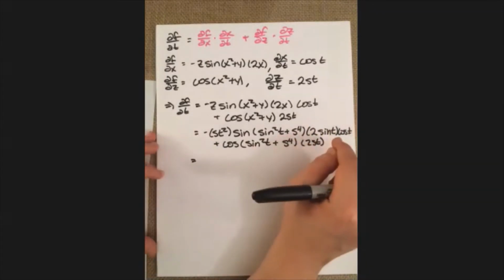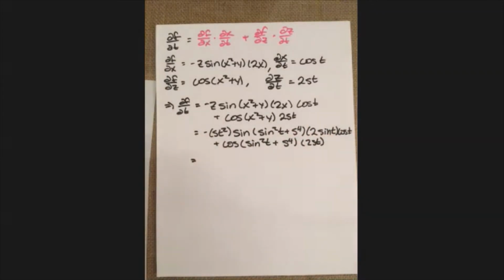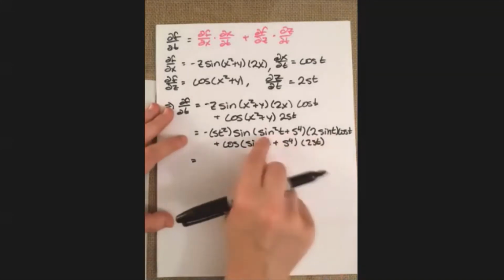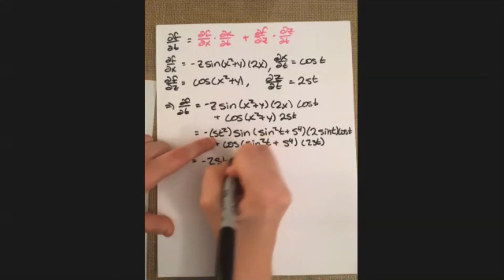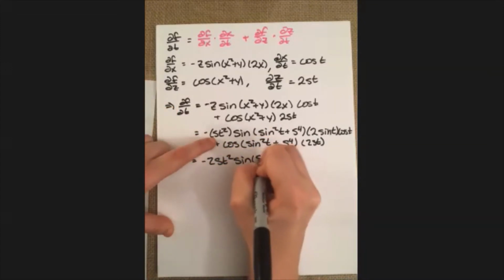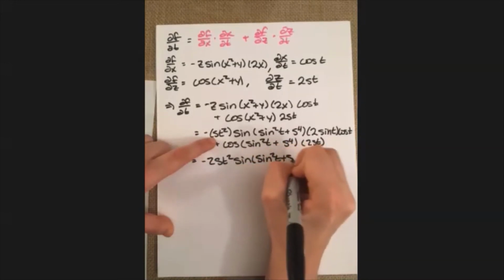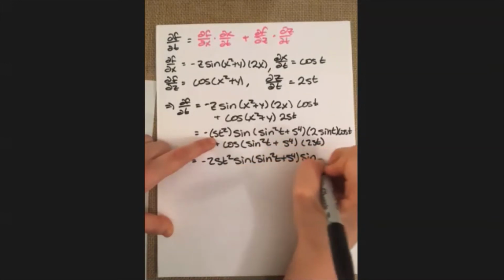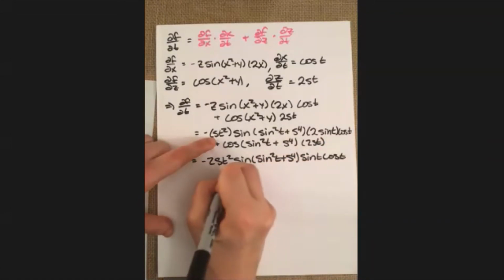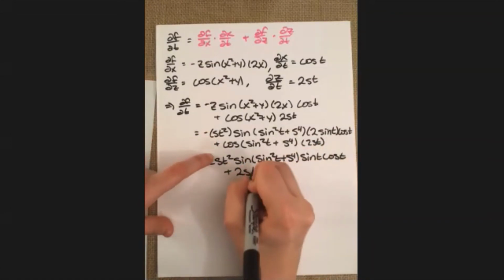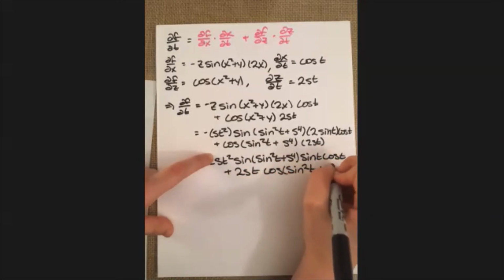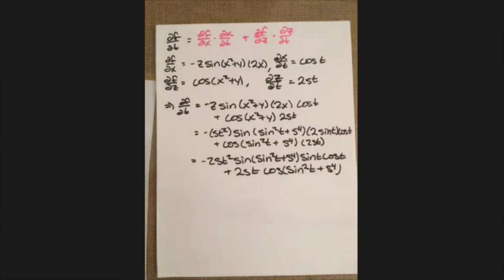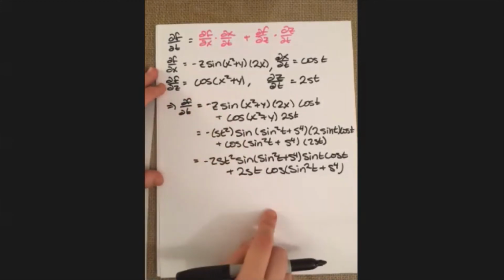I can rearrange this a little bit, but really there's not too terribly much that we can do to clean this up. I guess I can bring this negative 2 out to the front, and then we have st squared sine of sine squared t plus s to the fourth, and then sine of t times cosine of t. And then add to it 2st cosine of sine squared t plus s to the fourth. And that's pretty much all there is to this piece right here.